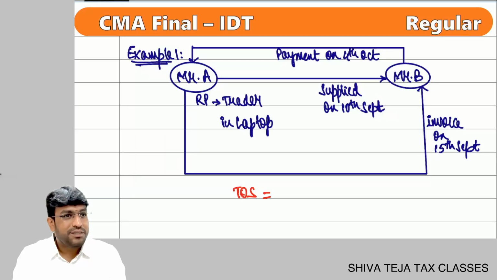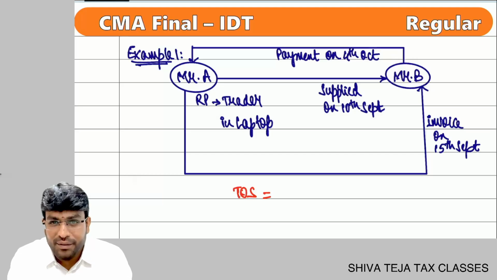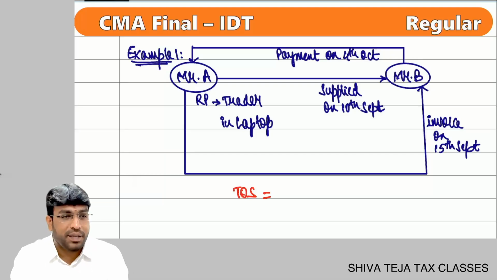You want options? I'll give three options. Okay, I'll ask one by one. How many have said 10th September? Few of them. How many say 15th September? Majority. How many have said 4th October? Minority. Thankfully, nobody.